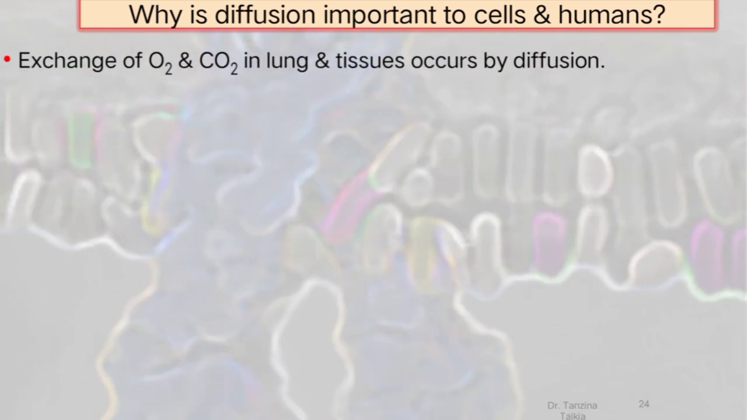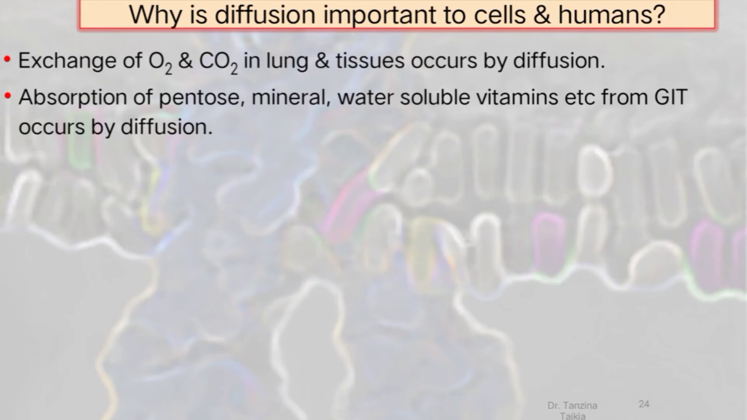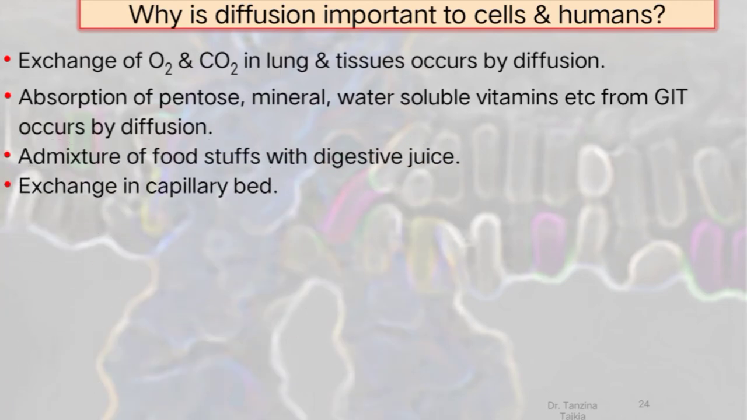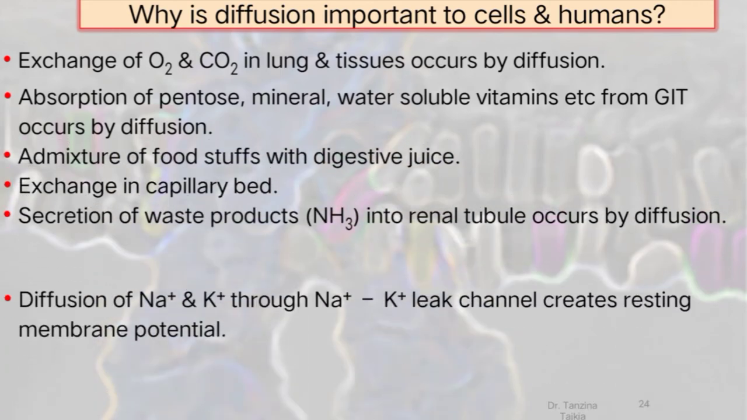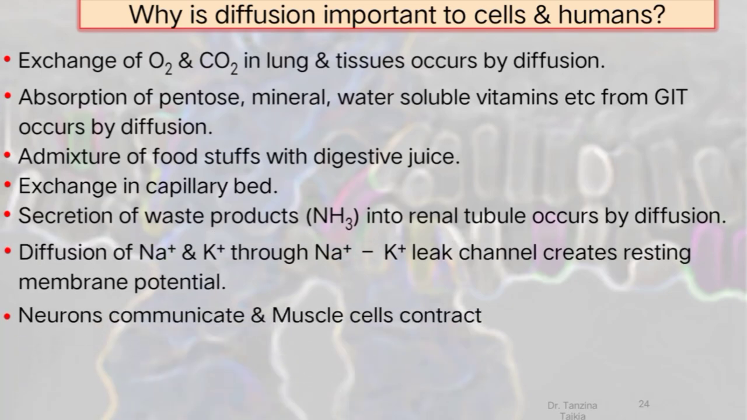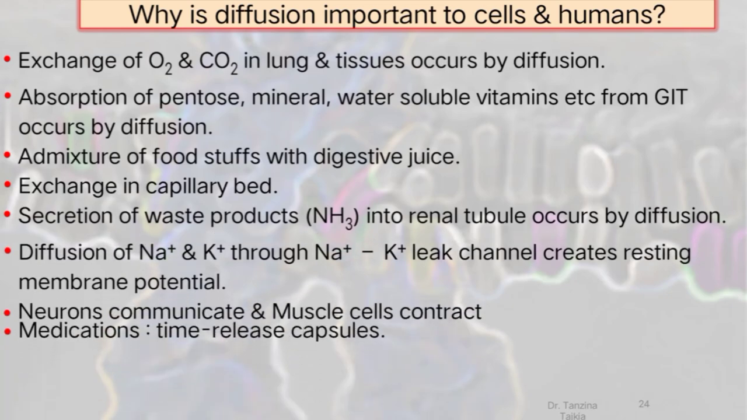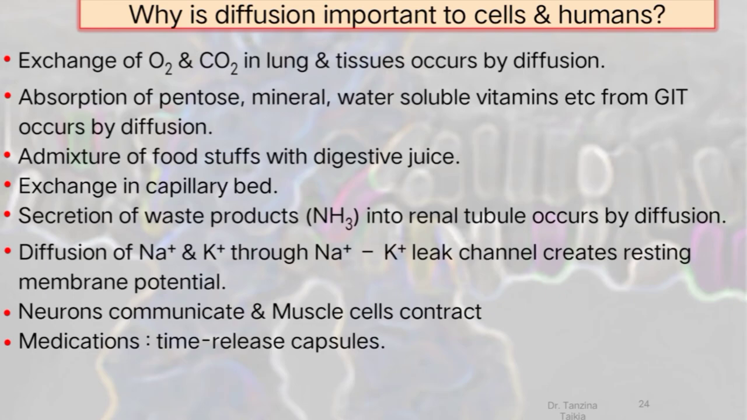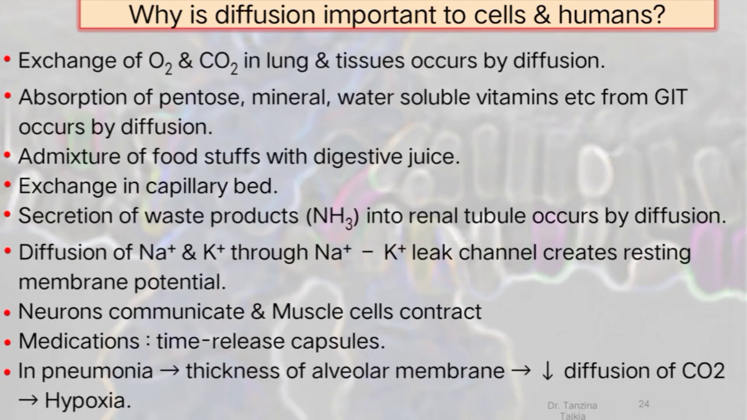Lastly, why diffusion is important to the cell, that means in the human body. At first, exchange of oxygen and carbon dioxide in lungs and tissues. Then absorption of pentose, minerals, water-soluble vitamins, etc. from the gastrointestinal tract, and admixture of foodstuff with digestive juice. Also, exchange of different substances in the capillary bed. Secretion of waste product into the renal tubule.